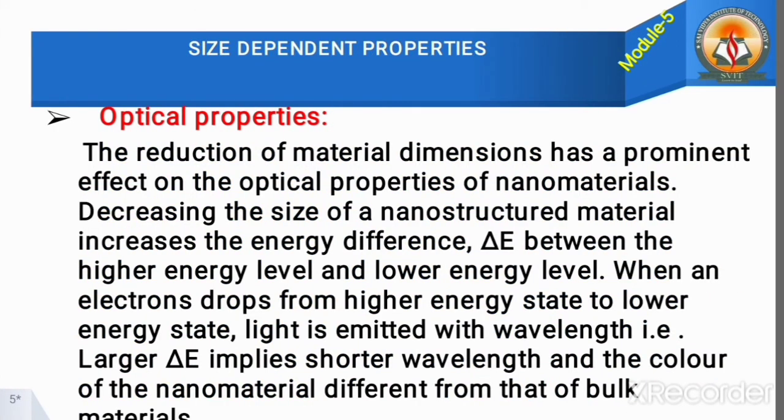Then coming to the optical properties, nanomaterials in general can have peculiar optical properties as a result of their light interaction with fine structure. The reduction of material dimensions has a prominent effect on the optical properties of nanomaterials. Decreasing the size of nanostructure materials increases the energy difference, delta E, between the higher energy level and lower energy level. When an electron drops from higher energy state to lower energy state, light is emitted with a wavelength that is shorter for larger delta E, and the color of the nanomaterial is different from that of bulk materials. This means nanoparticles of a material show different optical properties compared to larger particles of the same material.